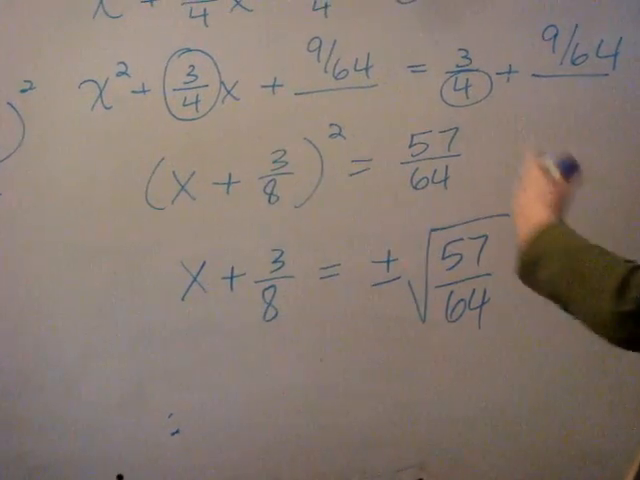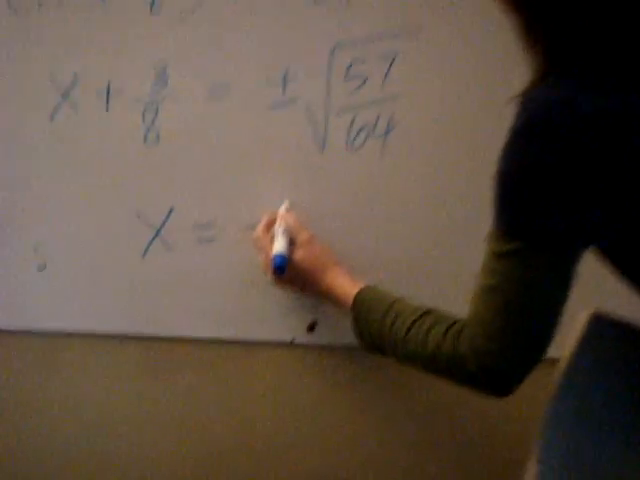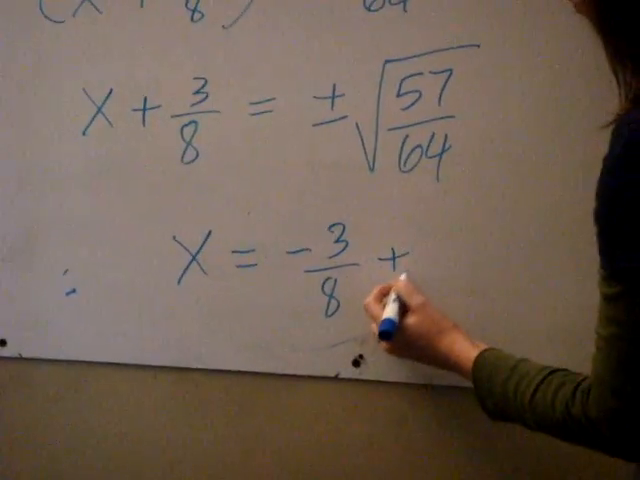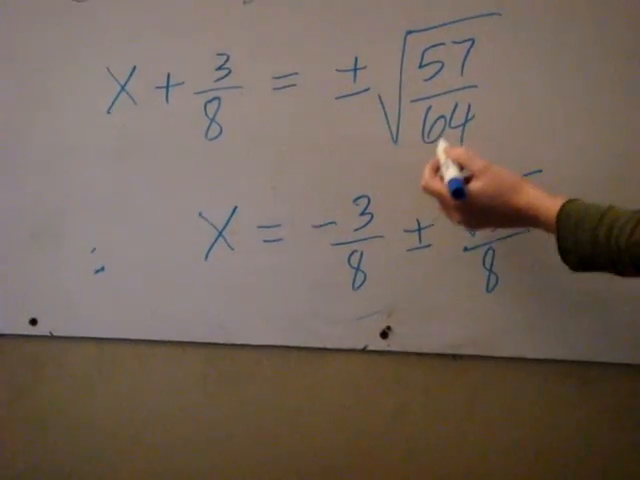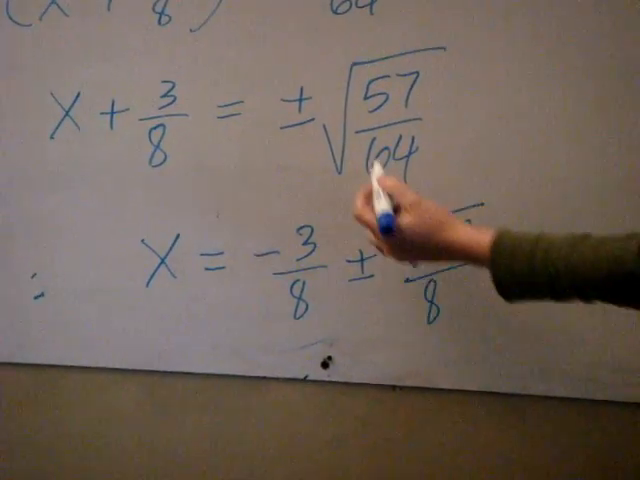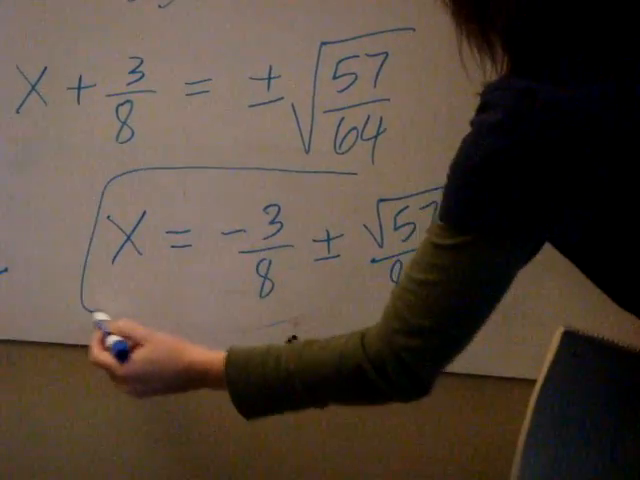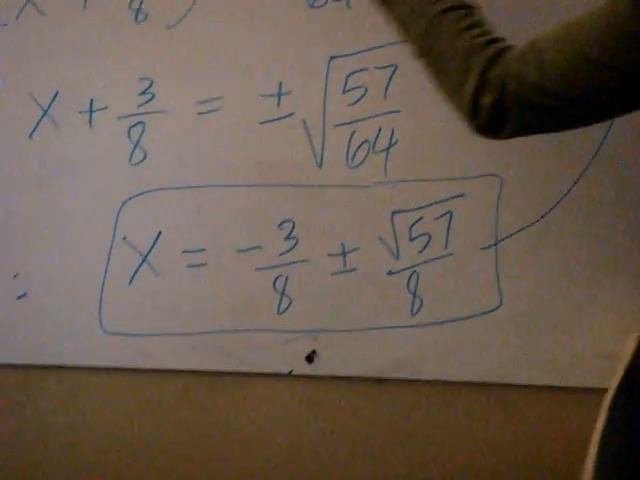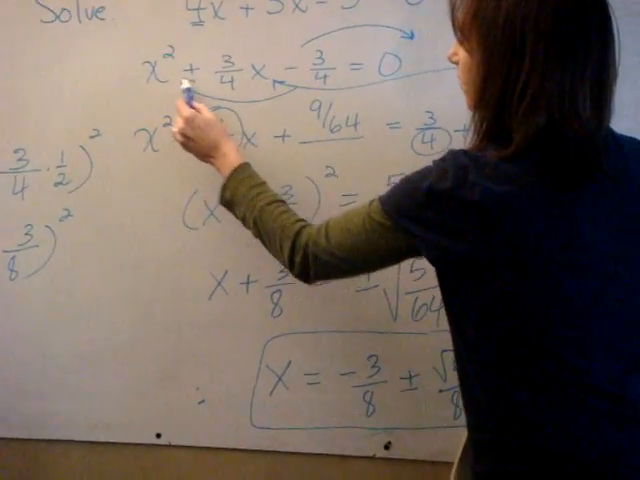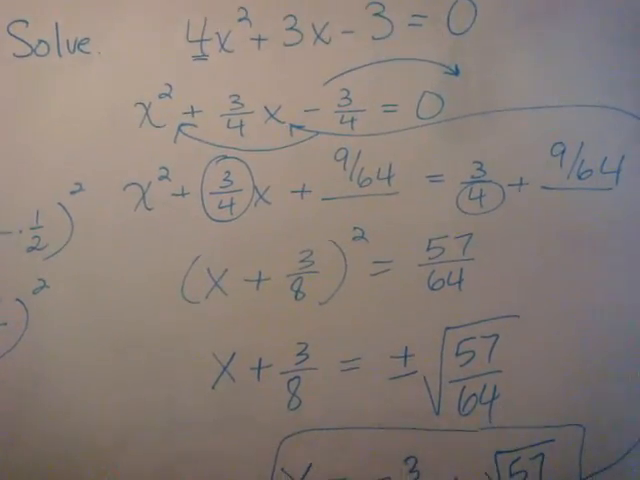Now we just have to bring the 3/8 to the other side, so we get x equals -3/8 plus or minus the square root of 57 over 8. The square root of 64 is 8, so we don't want to keep it under the radical when it can be simplified. And that is an ugly answer, but it's the right answer. And if we were to take that and put it up here, where our x's are, in a calculator, we would get 0. So let's try another one.